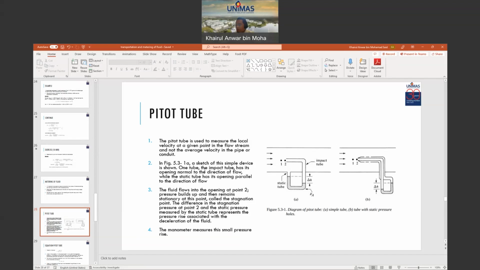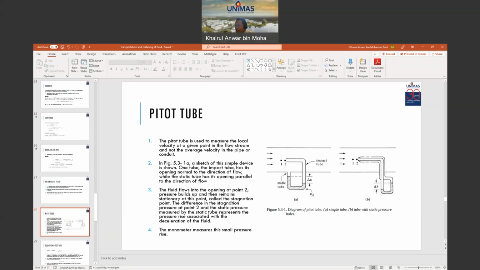One tube, the impact tube, has its opening normal to the direction of flow, while the static tube has its opening parallel to the direction of flow. This is the impact tube, static tube. The fluid flows into the opening at point 2. The pressure builds up and then remains stationary at this point, called the stagnation point.